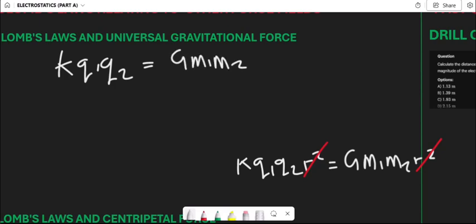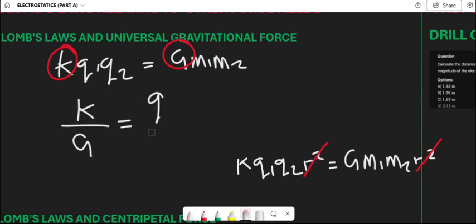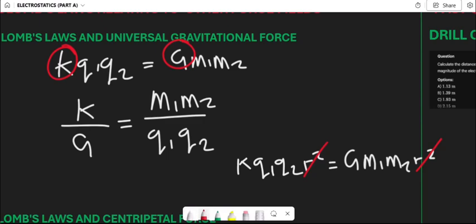Now there's a good question they usually ask many times. They try to compare K and G. In doing that, I can say the ratio of K to G gives us M1 M2 over Q1 Q2. So this is simply the universal gravitational constant, likewise that of Coulomb's constant.